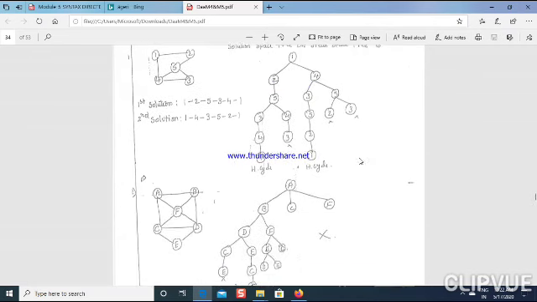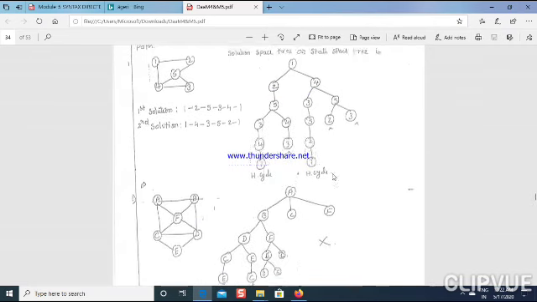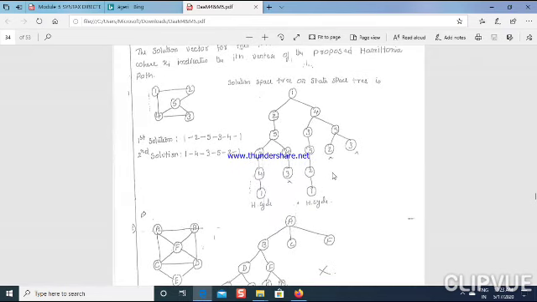So this is how we will be constructing the Hamiltonian cycle. Got it? Start with any vertex, visit all the other vertices exactly once, and come back to the same vertex. That is called a Hamiltonian cycle. And this is a solution space tree, or a state space tree, what we have got.